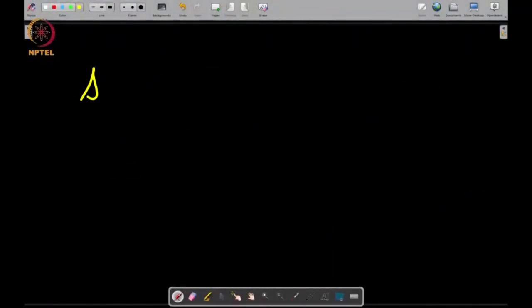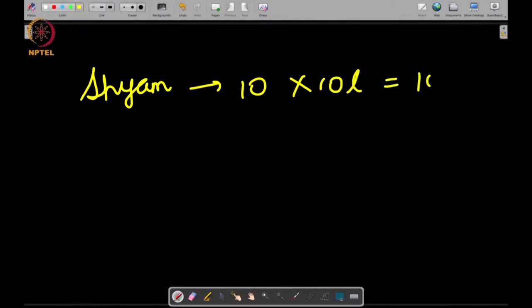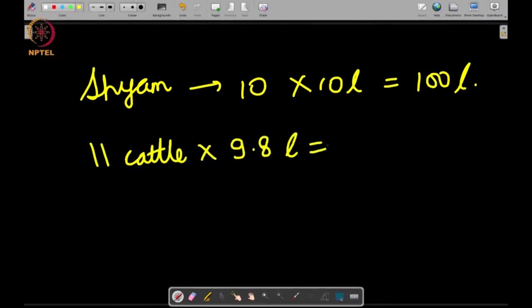What it means is that earlier Shyam had 10 cows and each of them was giving 10 liters. So in total it is 100 liters of milk that he is getting. Now with one more cattle, he will be having 11 cattle and each of them will be giving 9.8 liters of milk. So what is the total amount of milk that will be produced for Shyam? It will be 107.8 liters.